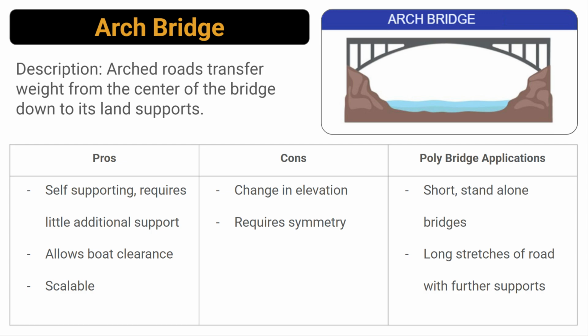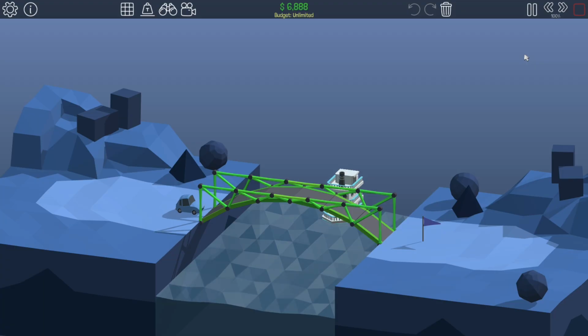The benefits of an arch bridge are that it's self-supporting, scalable, and allows smooth boat clearance underneath. However, the changes in elevation and steep slope of an arch bridge can be challenging for many vehicles to climb. Here is an arch bridge in action.